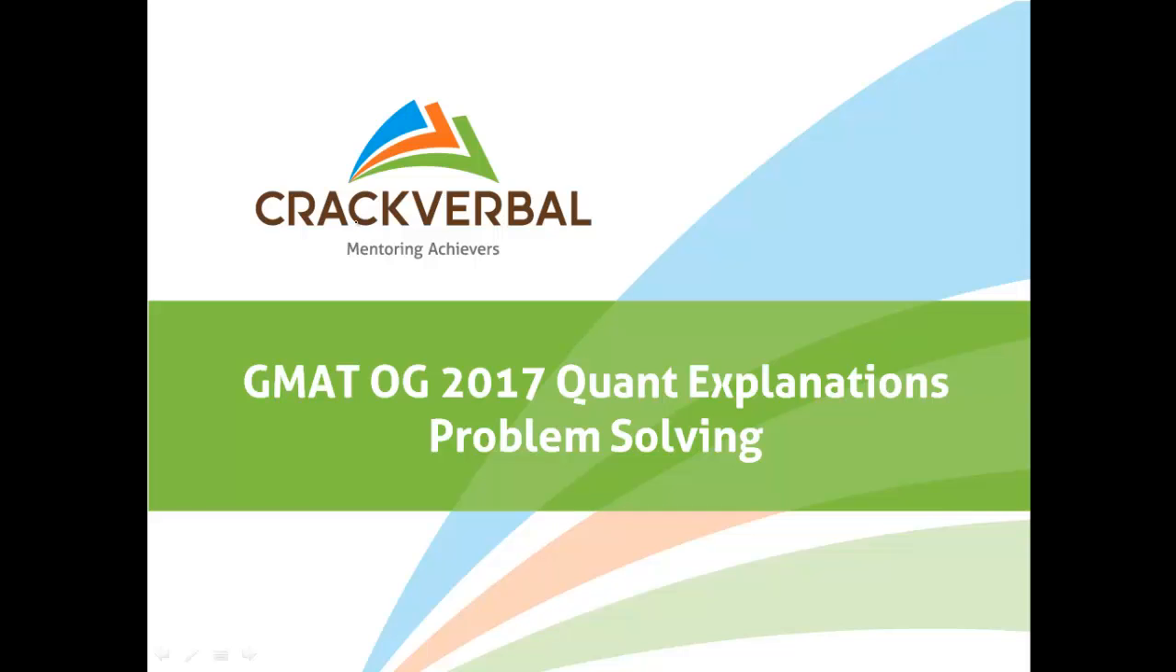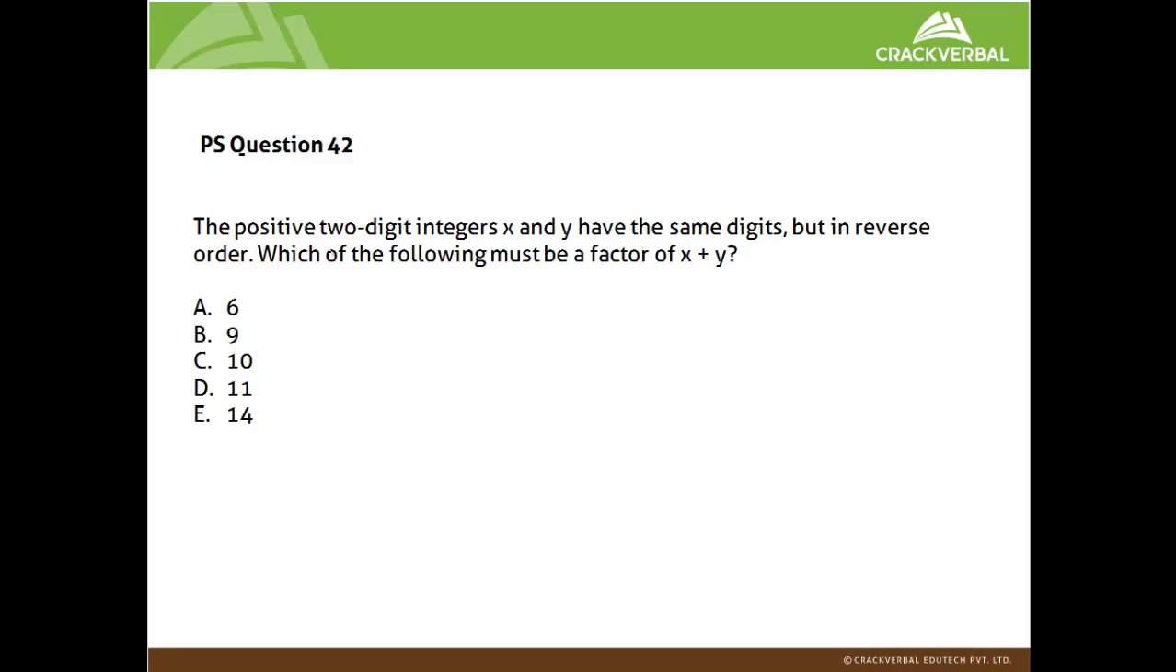Hi, in this video we will be discussing GMAT Official Guide 2017 edition Quant Problem Solving question number 42. Let's have a look at this question. The question says the positive two-digit integers x and y have the same digits but in reverse order. Which of the following must be a factor of x plus y? So this is a must be question.